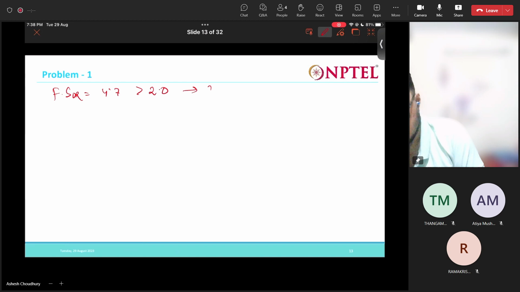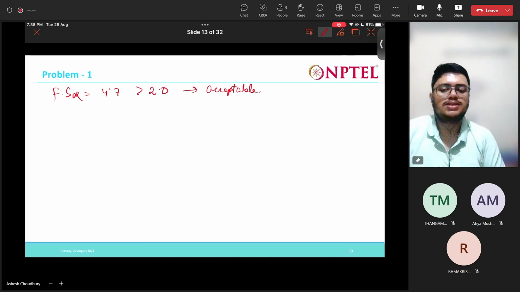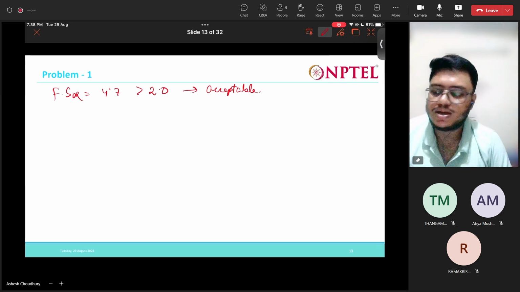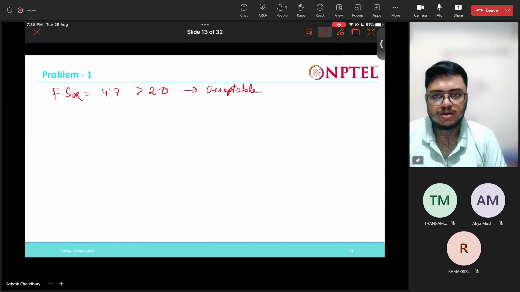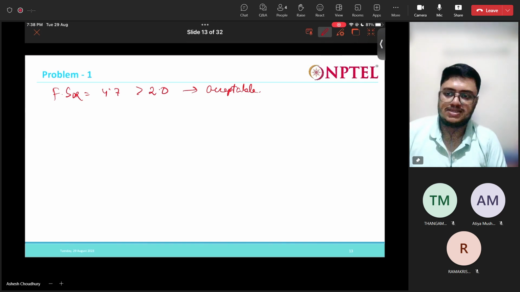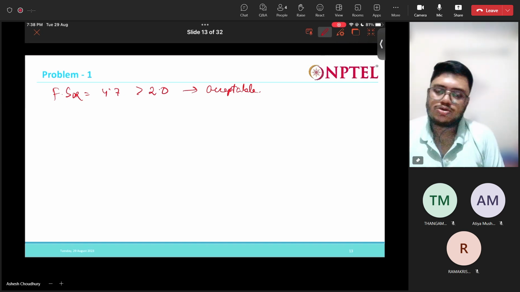So it is acceptable, right? Typically for reinforced structures, this overturning factor of safety is generally satisfied easily. There is no problem in it. Generally, it is automatically easily satisfied. That is the overturning factor of safety.